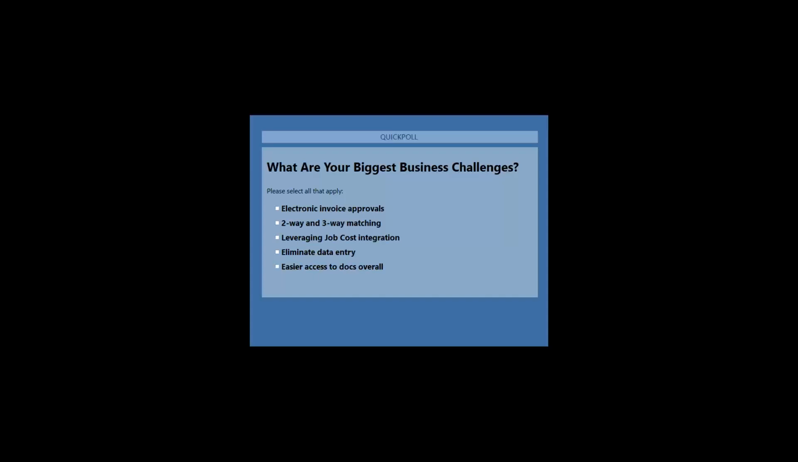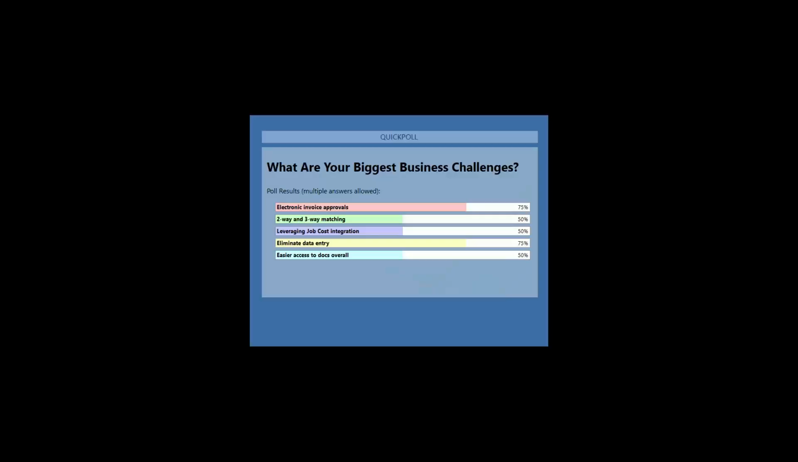All right, so let's go back to SWK. Are we going to share the poll results? Yes, so it looks like we have a 75% response rate for electronic invoice approvals, 50% for two-way and three-way matching, 50% for leveraging job cost integration, 75% for eliminating data entry, and 50% saying easier access to docs overall. Data entry, and then what was the last one? Easier access to docs overall was 50%.